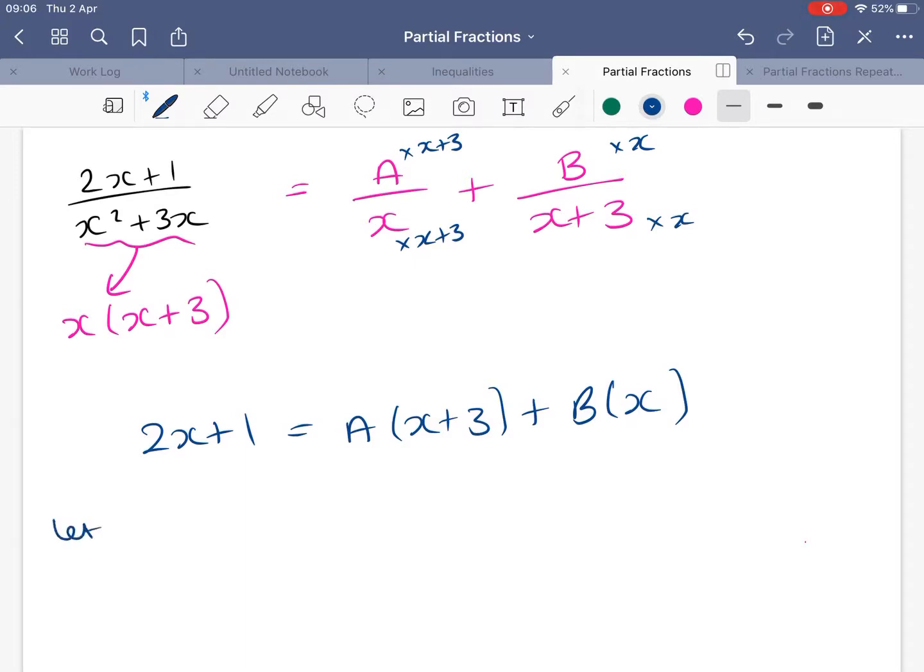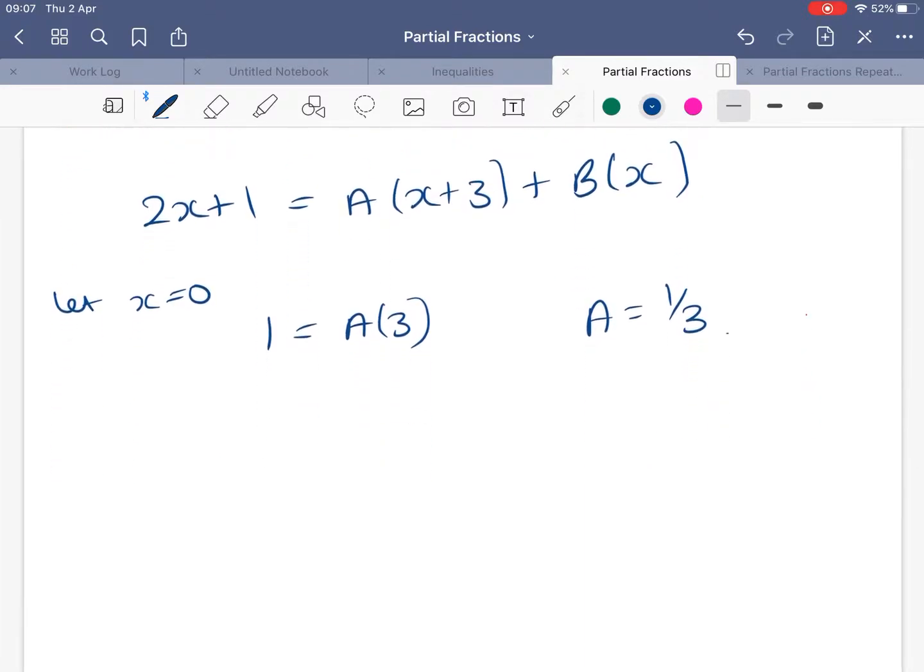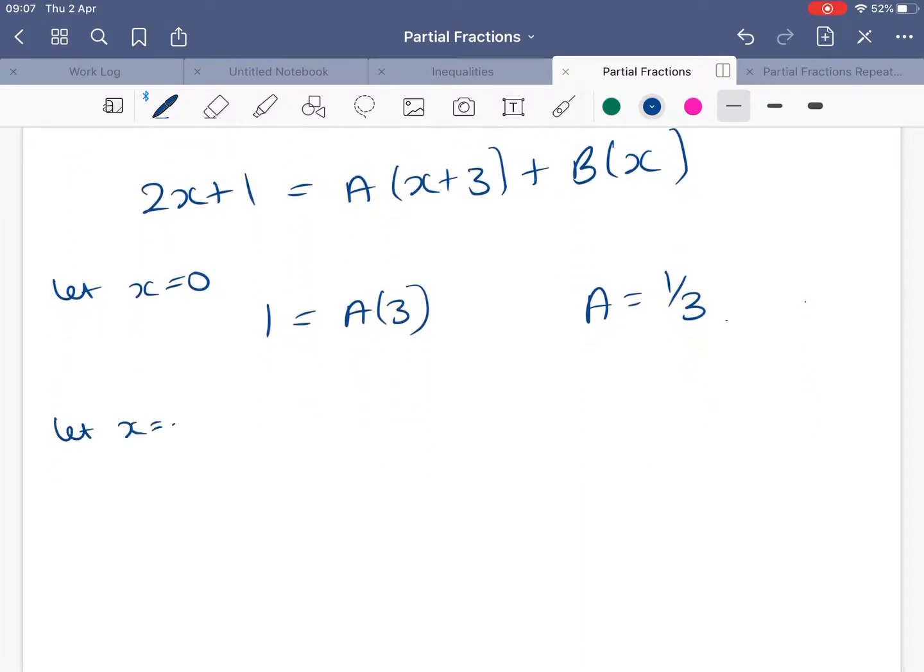And this is quite a nice one. I like it when it's like this because the first one is I say let x equal 0 because x equals 0 is going to get rid of that b term. So I get 1 is equal to a times 3. So my a is 1/3. And then the second one, I'm going to say let x equal minus 3 because I want to get rid of that a term. So 2 lots of minus 3 plus 1 is minus 5 equals, the a term has gone because minus 3 plus 3 is 0. So I've got minus 3b. So therefore, b is equal to 5/3.